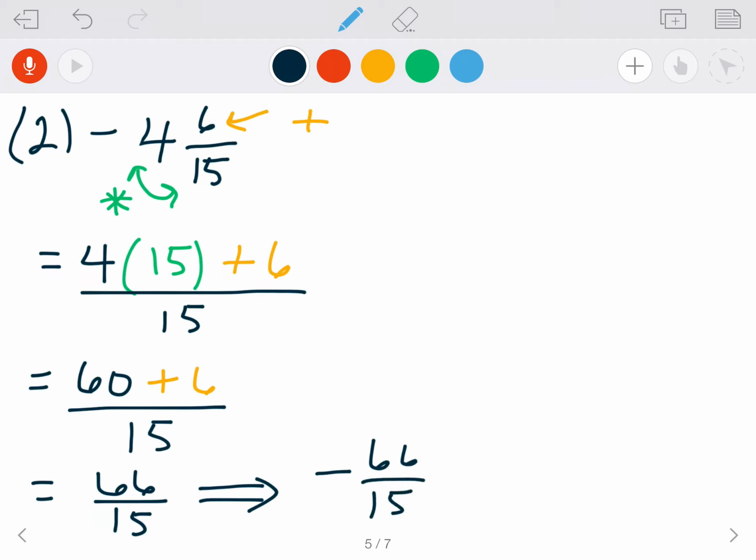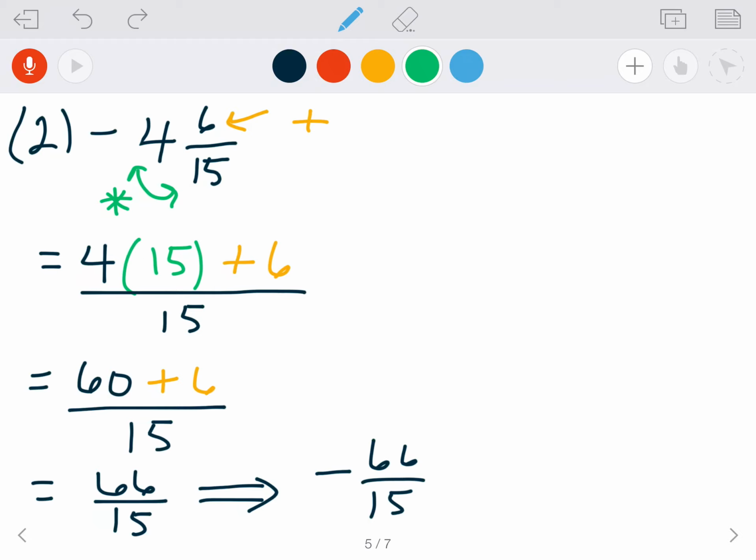And now we just need to ask ourselves, is this fully reduced? Well, let's see. Are both of these numbers even? No, 66 is even, 15 is odd. I'm sort of discounting that negative again there. But does one number go into the other? Well, 66 does not go into 15. 15 does not go into 66.